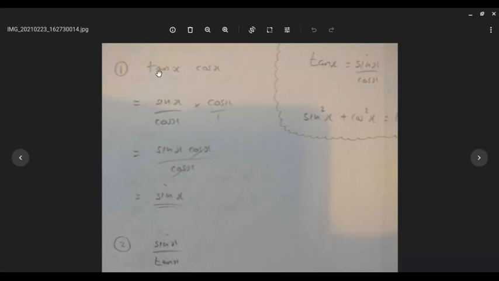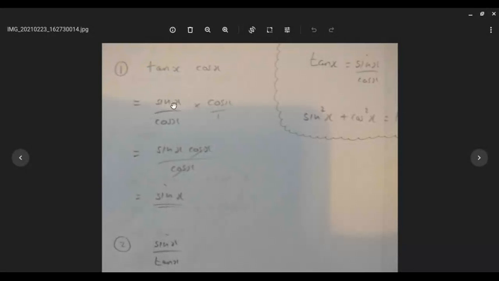So the first one here, tan x cos x, we need to show that that equals sin x. So what I'm going to do here, I'm going to replace my tan x with sin x over cos x. So I have sin x over cos x multiplied by cos x. So I'm multiplying a fraction by cos x here. So if we want to, we can think of cos x as cos x divided by 1.